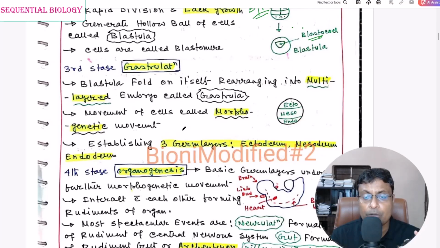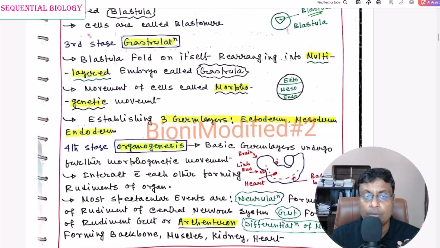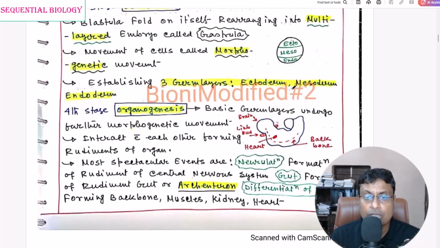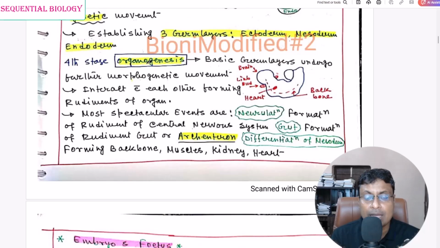By the process of morphogenetic movement, the three germ layers are formed. The structure which contains three germ layers, that is the ectoderm, mesoderm and endoderm, is known as gastrula. And the process by which the blastula is transformed into gastrula is known as the gastrulation process. These three germ layers are responsible for the formation of different types of organs. And the last stage of our developmental period is organogenesis, and this is the fourth stage.